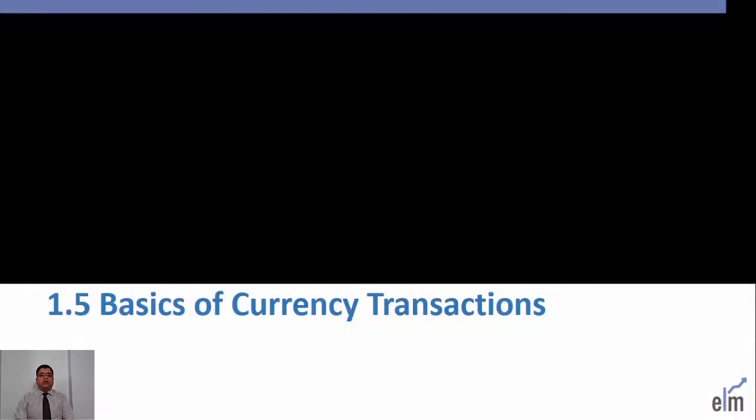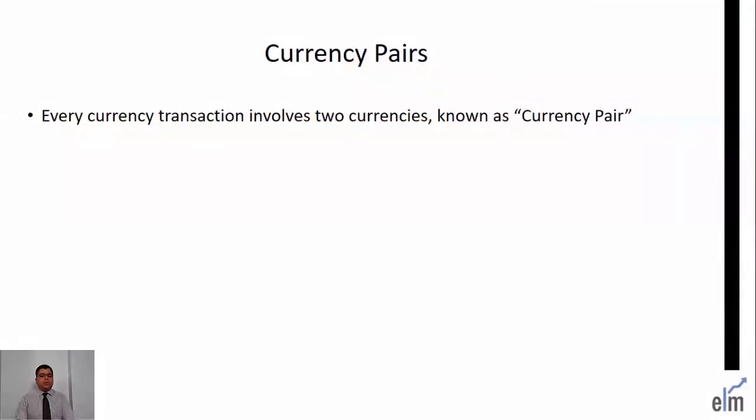We will now learn the basics of how currency transactions are done. The first thing you need to know is that every currency transaction involves two currencies which are together known as a currency pair.